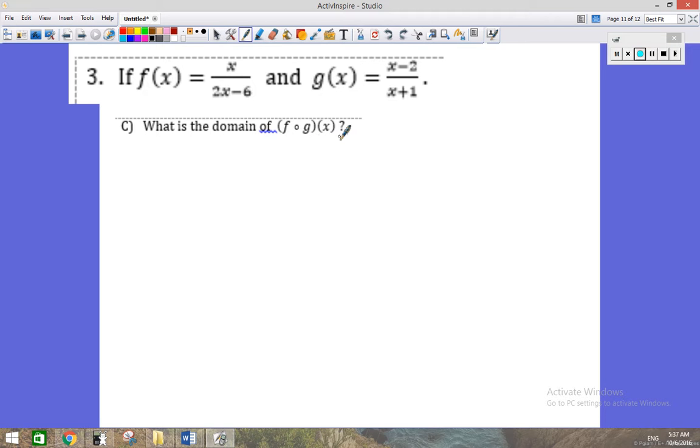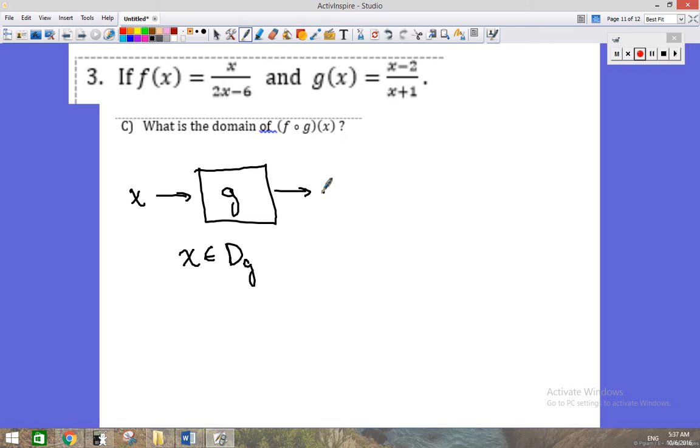You have to be used to the notation. The first function is actually listed second. It's g. If we have an input for g, in order to have an output, this input x has to be in the domain of g. Otherwise, we will not have a y value, we will not have an output.